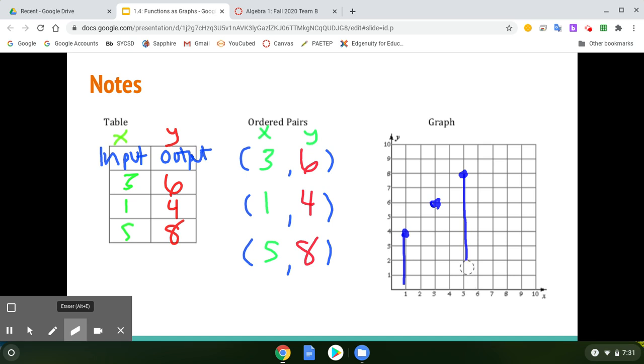Now, obviously, I don't need these lines. That was just to show you kind of following my path to those points. All right.